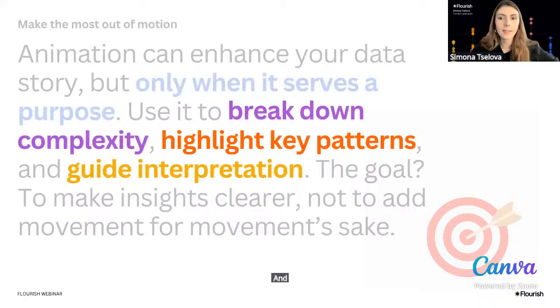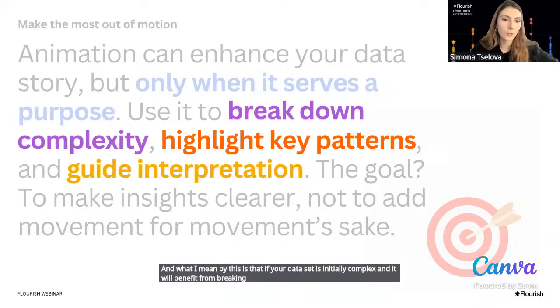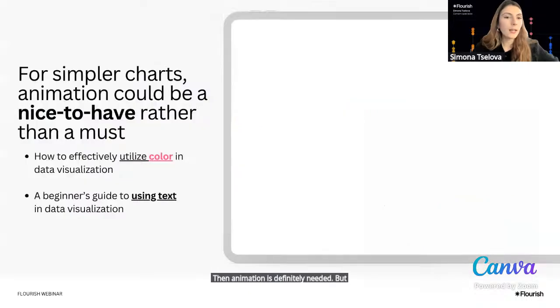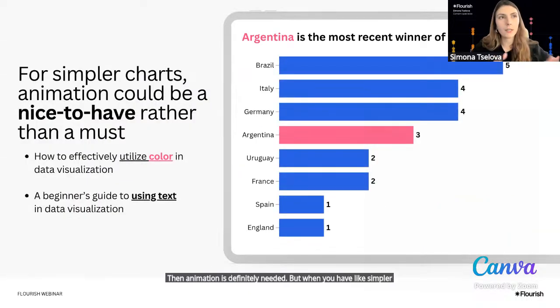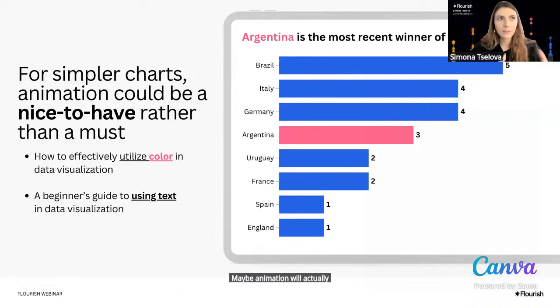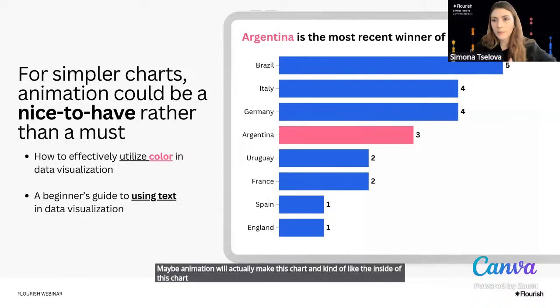And what I mean by this is that if your data set is initially complex and it will benefit from breaking down a little bit, as we just saw right now. Or, for example, you want to highlight key patterns and just generally guide interpretation, like with different transitions between your charts, then animation is definitely needed. But when you have simpler charts, such as our example here, maybe animation will actually make this chart and the insight of this chart slightly more complex than it should be.